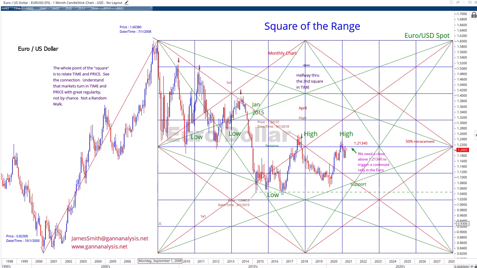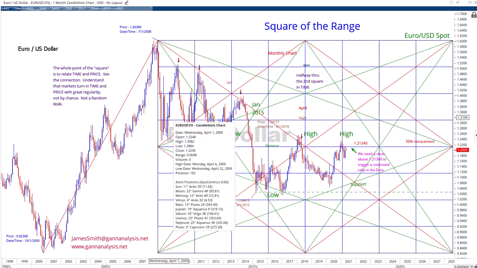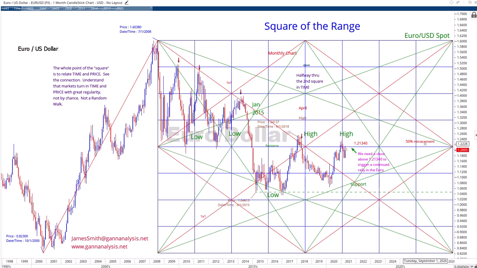We're also dividing the square into 8 equal increments. So 1/8, 2/8, 3/8, 4/8, which is also a 50% retracement of the entire swing, 5/8, 6/8, 7/8, 8/8. So there you have it. That's the way we divide it. Now in time we're dividing it into 1, 2, 3, 4, 5, 6, 7, 8 parts. So in price, 8 segments.